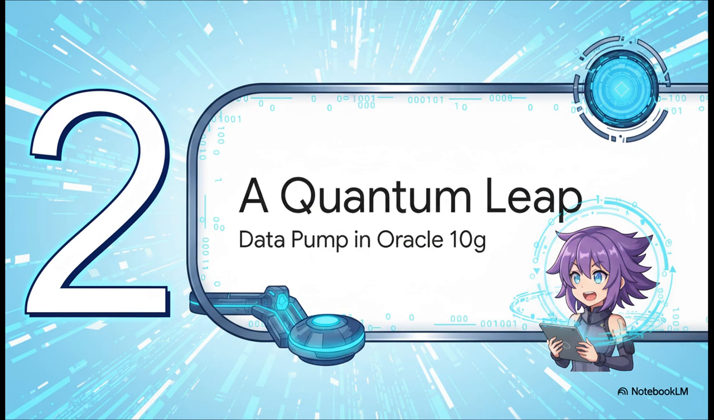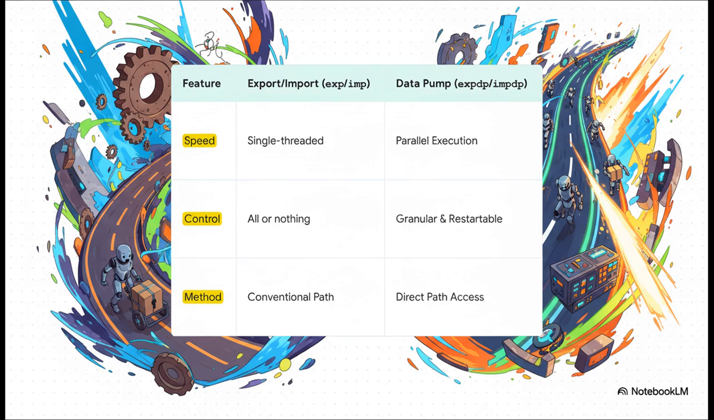And that change? It arrived in the early 2000s with Oracle 10g. And look, this wasn't just some minor update. Oracle went back to the drawing board and completely re-architected how data movement worked. The result was a brand new tool called Data Pump. And this table right here shows just how huge that leap was. The old exp and imp were single-threaded, meaning they could only do one thing at a time, nice and slow. Data Pump brought in parallel execution, using all the power of modern servers to work on multiple streams of data at once. And instead of that all-or-nothing job that you'd have to start from scratch if it failed, you now had fine-grained control and restartable jobs. It wasn't just an improvement, it was a total game changer.